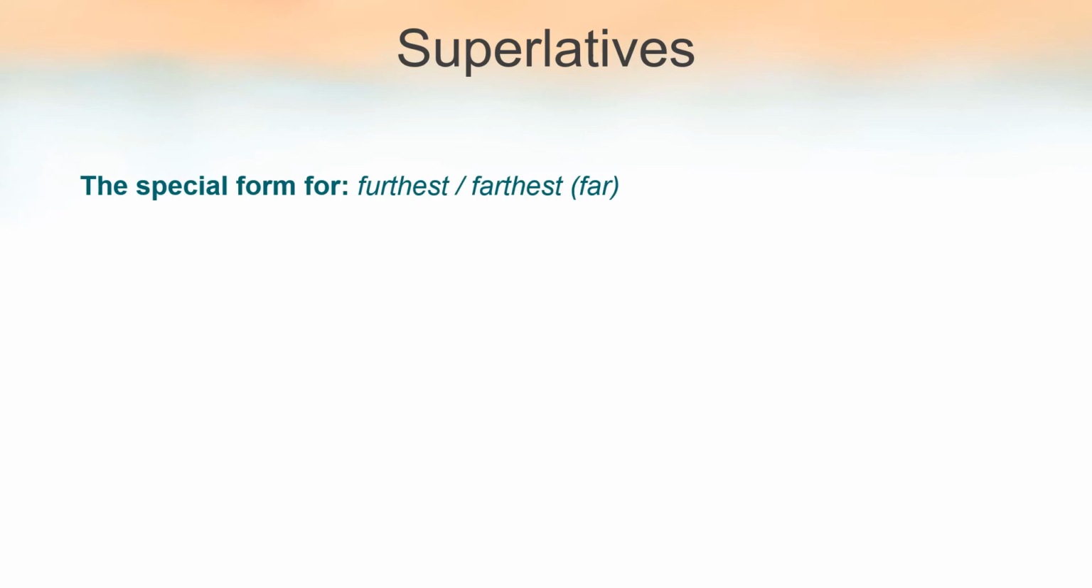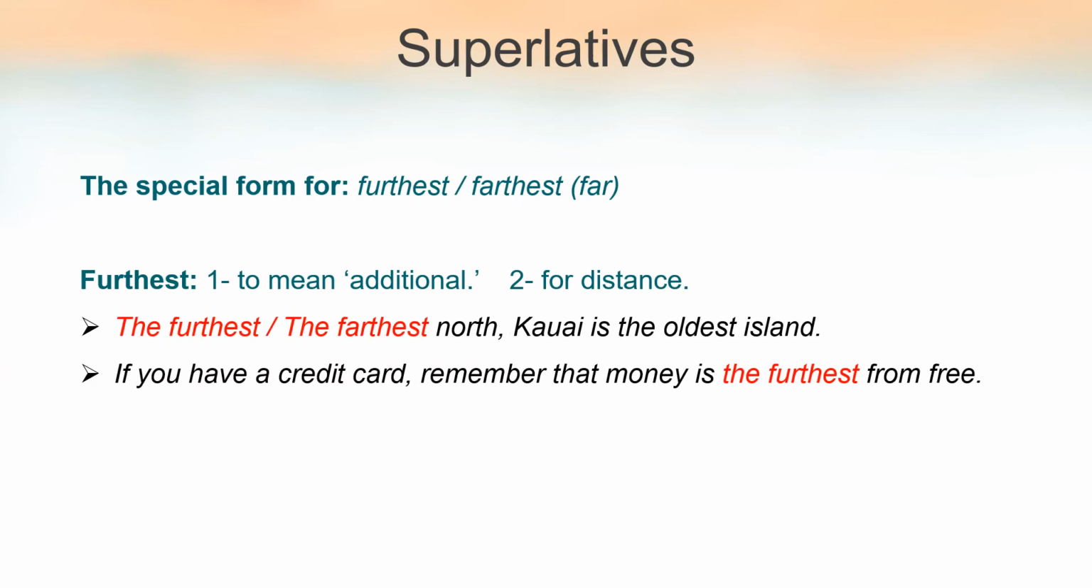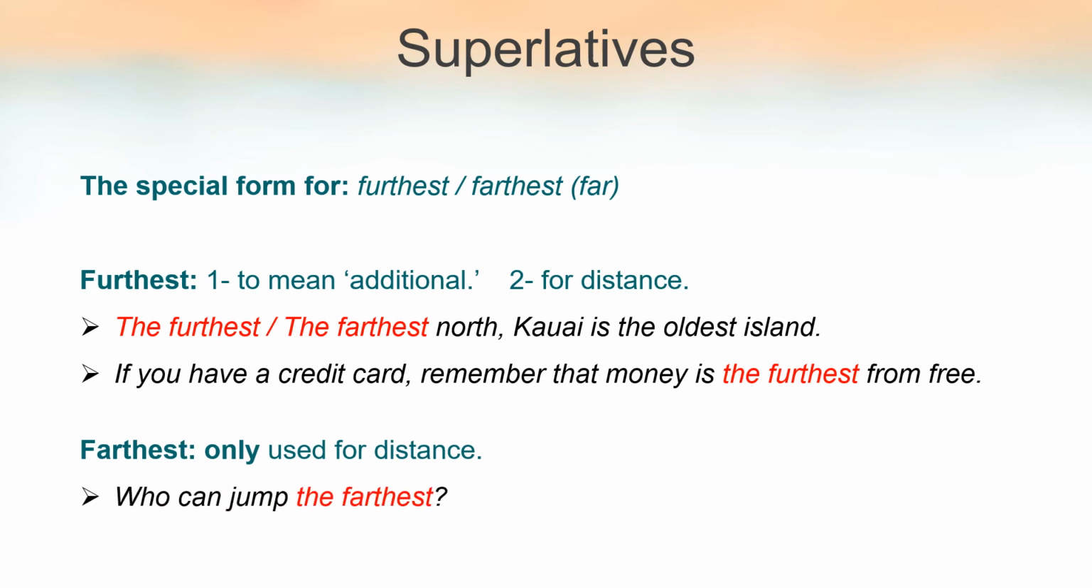Moving to the superlative furthest and farthest from the word far. We use furthest for distance and when we mean additional. The furthest north, Kauai, is the oldest island. Or the farthest north, Kauai, is the oldest island. If you have a credit card, remember that money is the furthest from free. While farthest is only used for distance: who can jump the farthest?